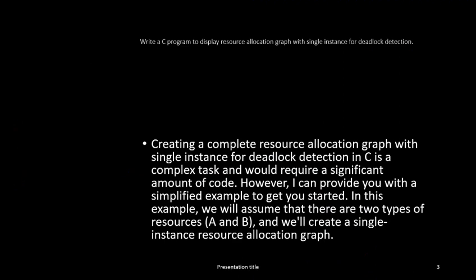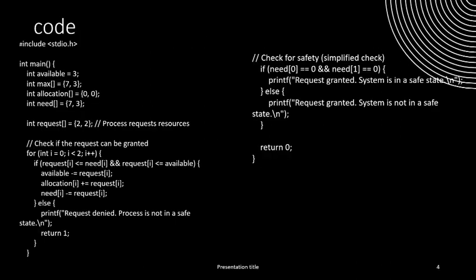So now we are going to discuss what approach and what intuition we are applying for this code. Creating a complete resource allocation graph, single instance for deadlock detection in C is a complex task and would require a significant amount of code. However, we can provide a simplified version and assume that there are two types of resources and we will create a single instance resource allocation graph. So let's jump to the code.